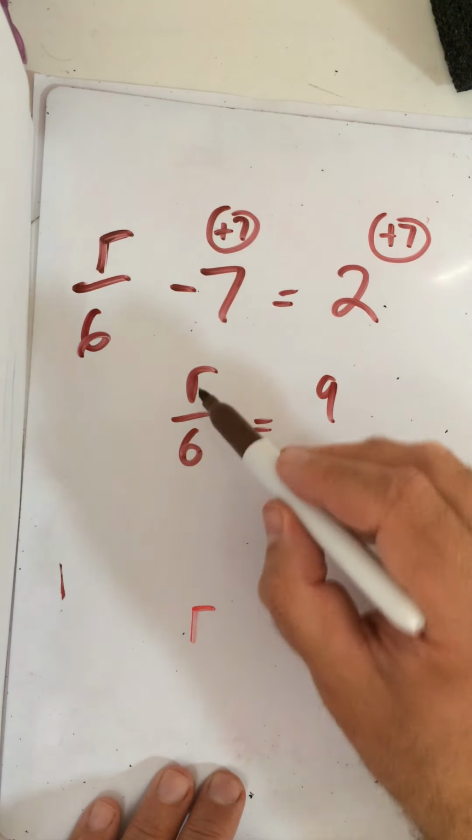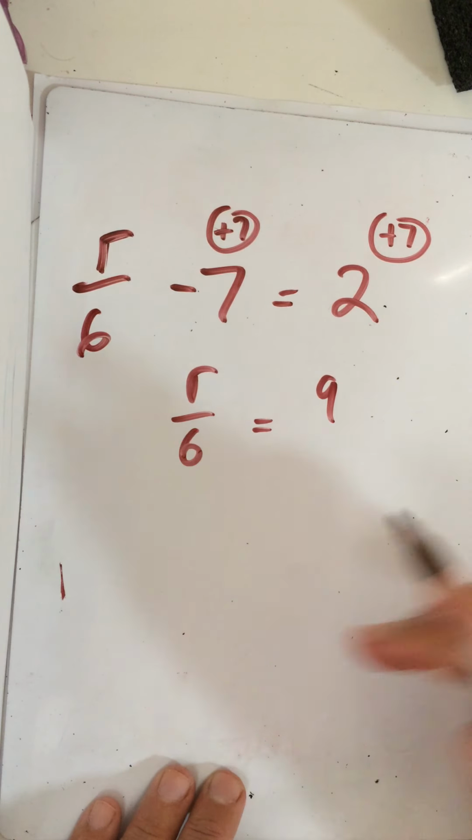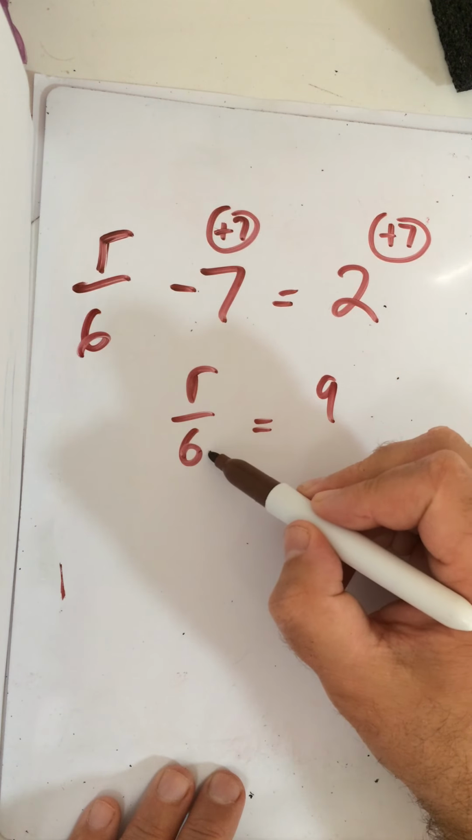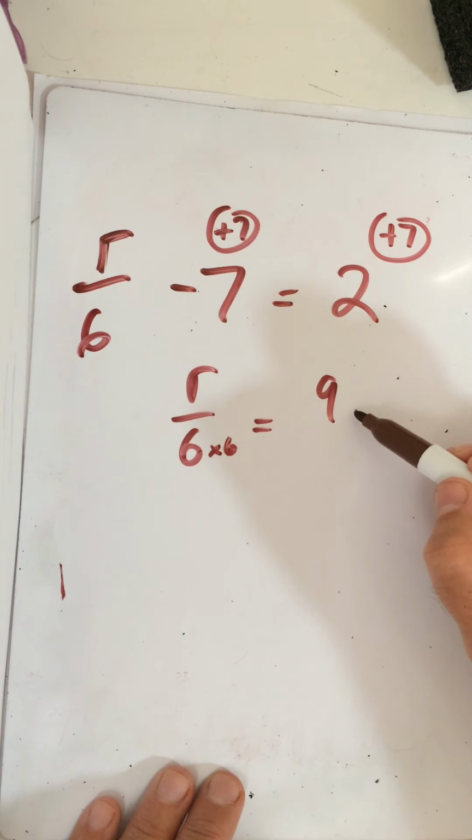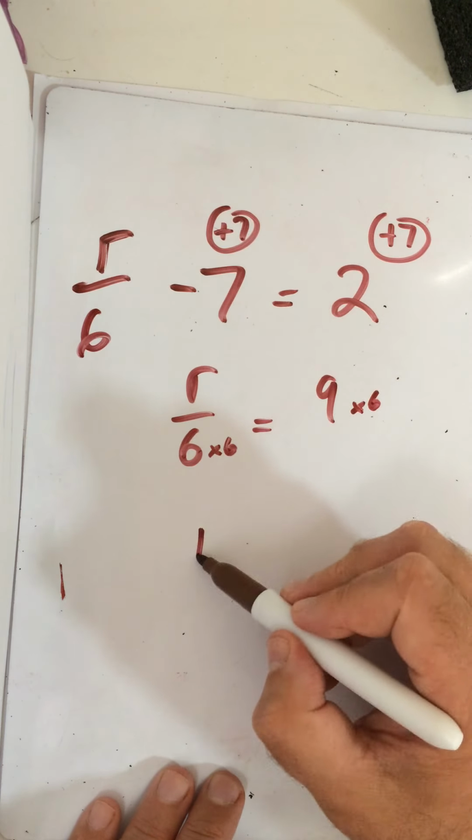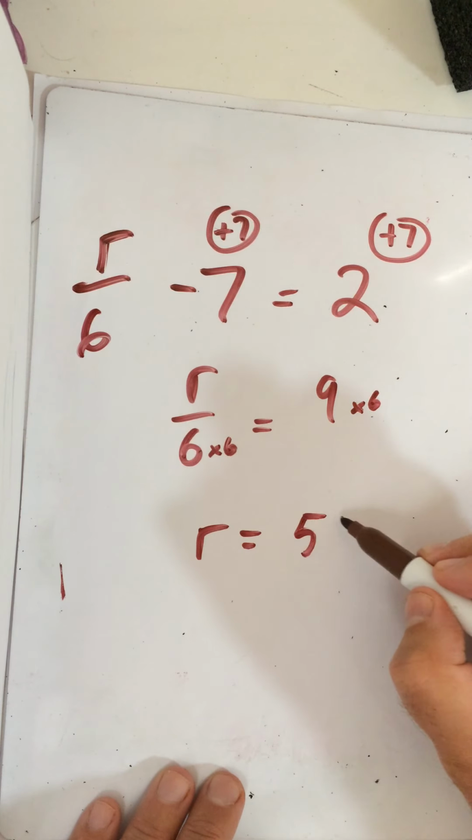I could just do 9 times 6, oh, it's 54, can't I? But let's just have a little look. This is divided by 6. So I'm going to times by 6, okay? To do the same on the other side, r equals 54.